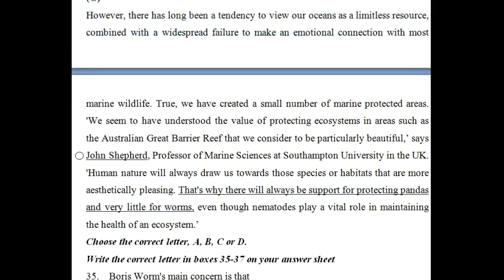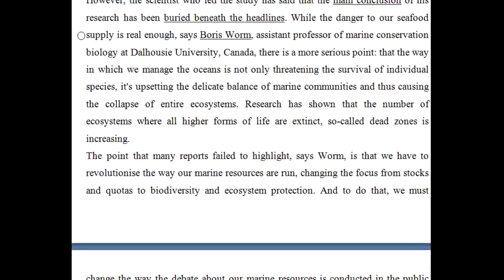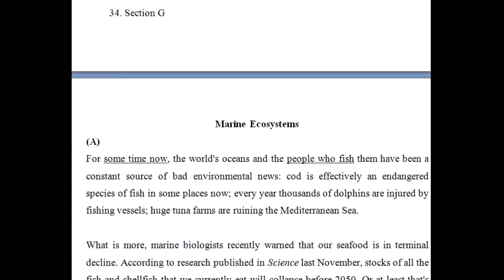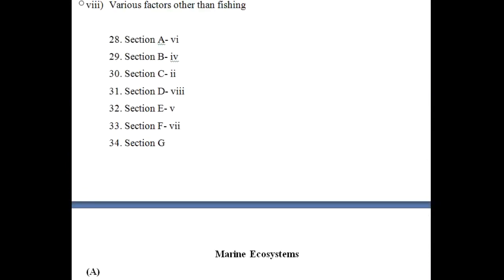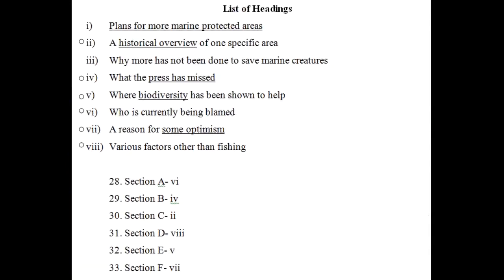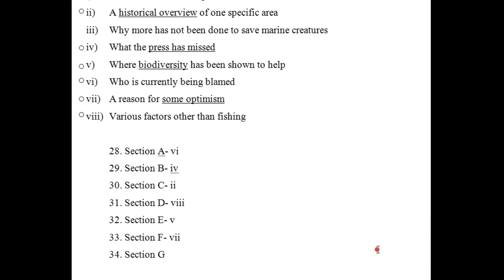So we will go back to the questions. Number G is plan. No, there is no plan. We're talking about why more has not been done to save marine creatures. So the answer is number 3. We don't need to give any hint now because this is the last passage we're doing. So the answer is number 3.